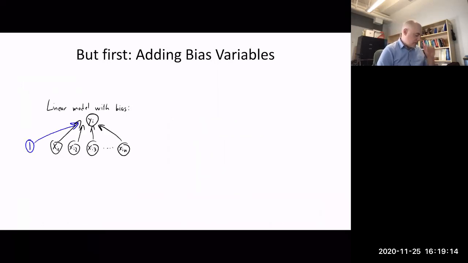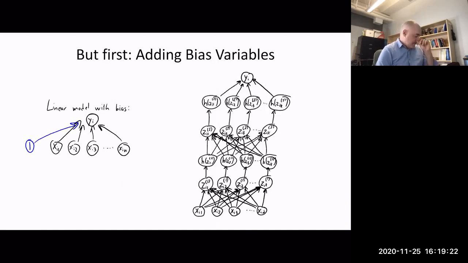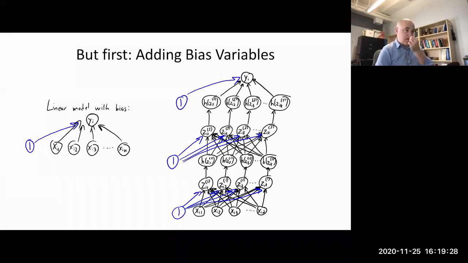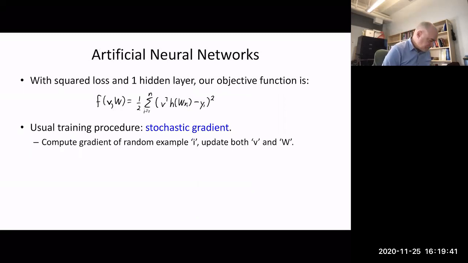Not a huge deal. Pictorially, what's going on is that you have a constant 1 quantity coming into the prediction for yi, and in the deep neural network, you have individual bias terms coming into each of the hidden unit values as well. This is really quite straightforward when you start talking about automatic differentiation. Okay.